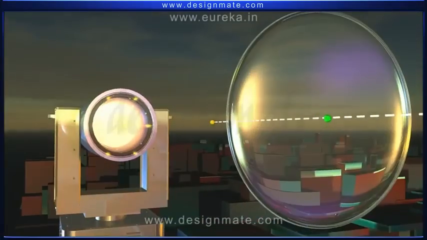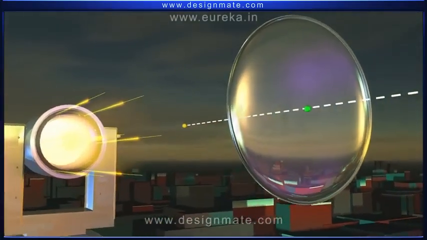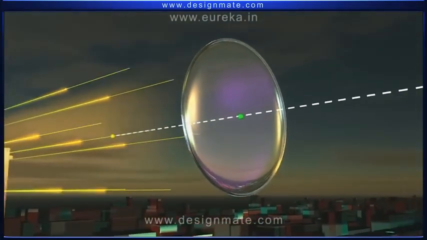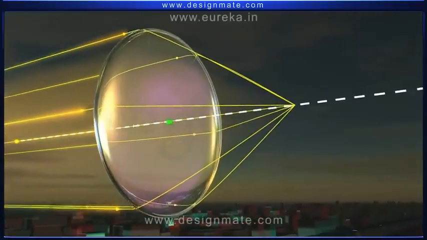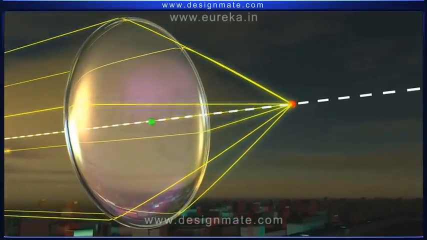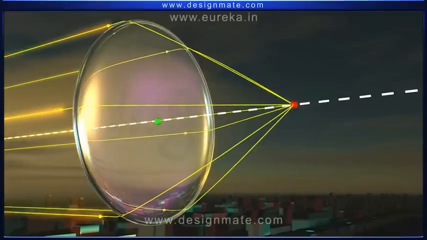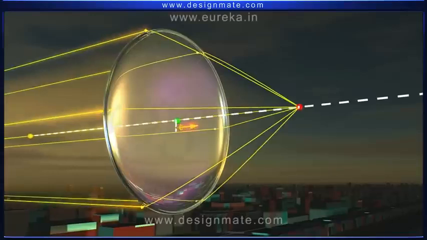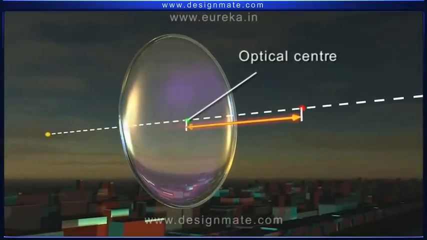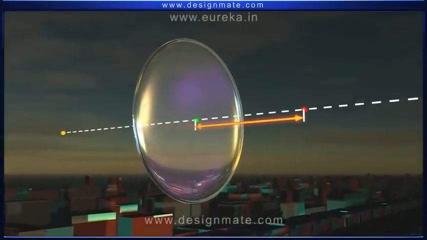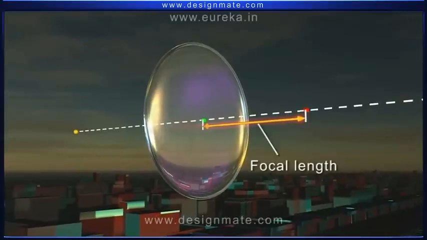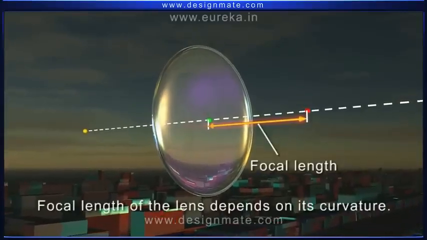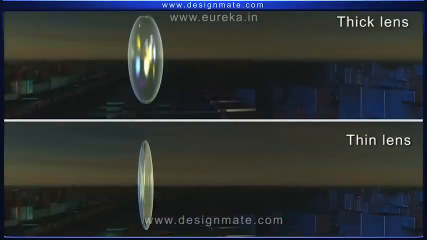The light rays parallel to the principal axis and incident on one side of the lens undergo refraction and converge at a point on the principal axis on the other side. This point is called the focal point or focus of the lens. The distance from the optical center of the lens to the focal point is called the focal length of the lens. The focal length of the lens depends on its curvature.